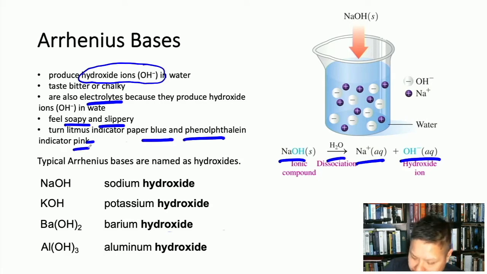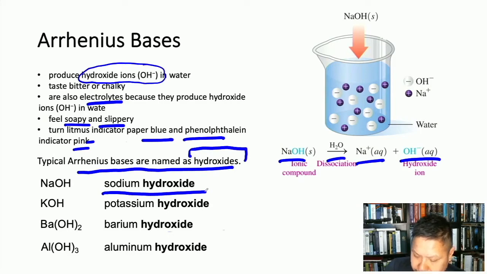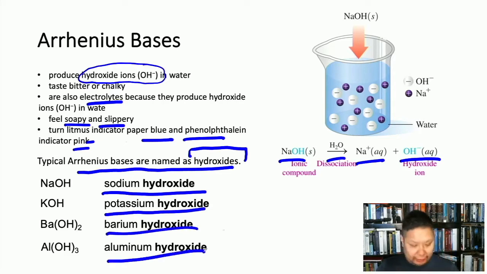So some typical Arrhenius bases are all named something hydroxide because they all have the hydroxide ion. If you have sodium there, it's sodium hydroxide. If it's potassium, potassium hydroxide. If it's barium, barium hydroxide. If it's aluminum, aluminum hydroxide. And that is all about Arrhenius bases.